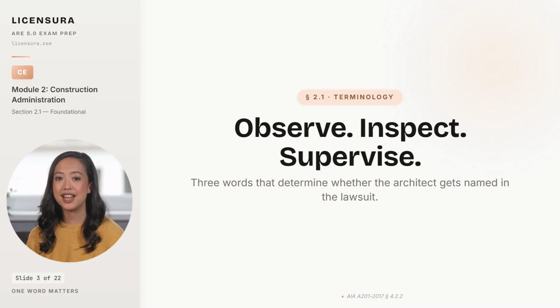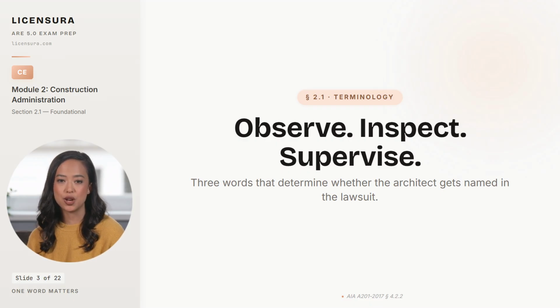Here's the question that has ended more architect careers than any design error you can think of. Which verb describes what you do on a construction site? Most architects answer with whatever feels natural in the moment. Supervise, inspect, oversee, manage, and any one of those answers is the wrong answer. Under AIA A201, Section 4.2.2, you observe the work. You do not supervise it, you do not inspect it, and you do not guarantee it.